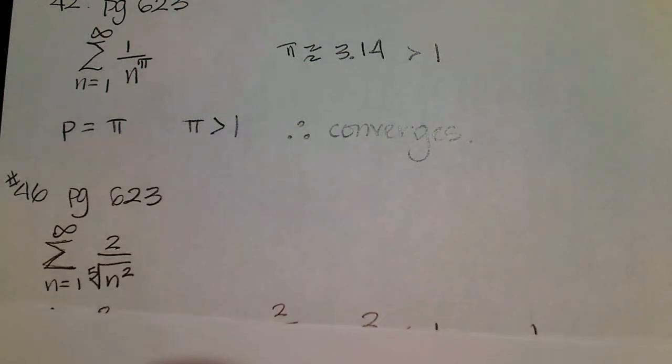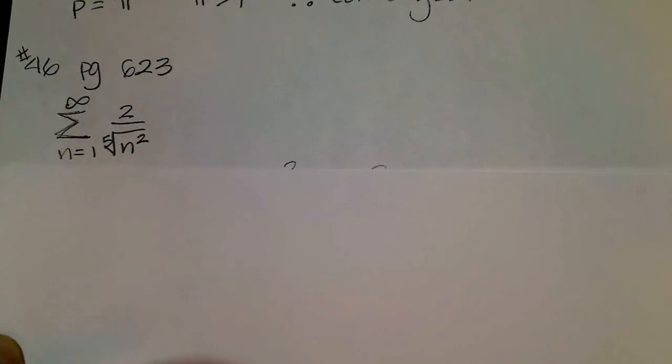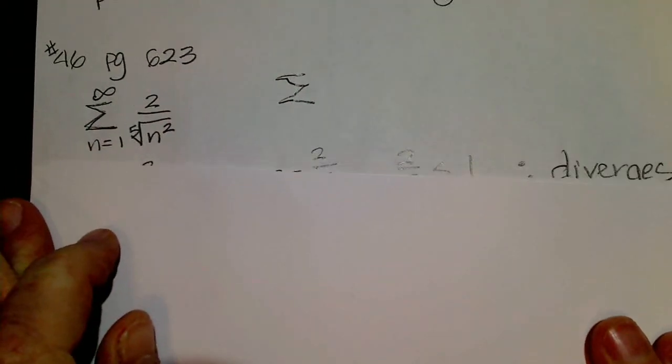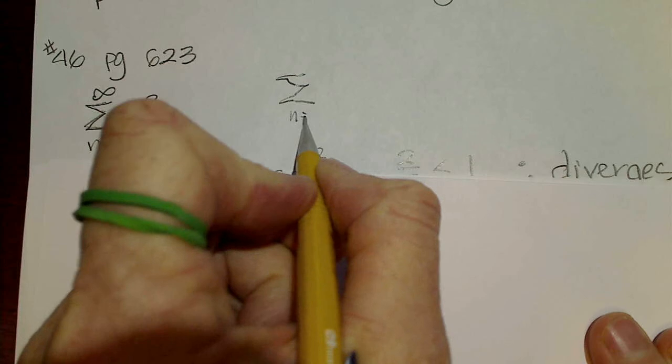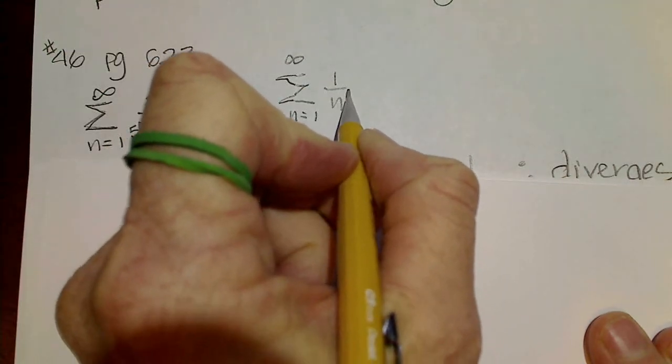Let's take a look at another example. For this problem, it's number 46 in our text. I see that n equals 1 to infinity. I'm doing the sum of 2 over the 5th root of n squared. Now we want it to be in this format. Oops. Let me slide that over a little bit. The sum n equals 1 to infinity of 1 over n to the p.